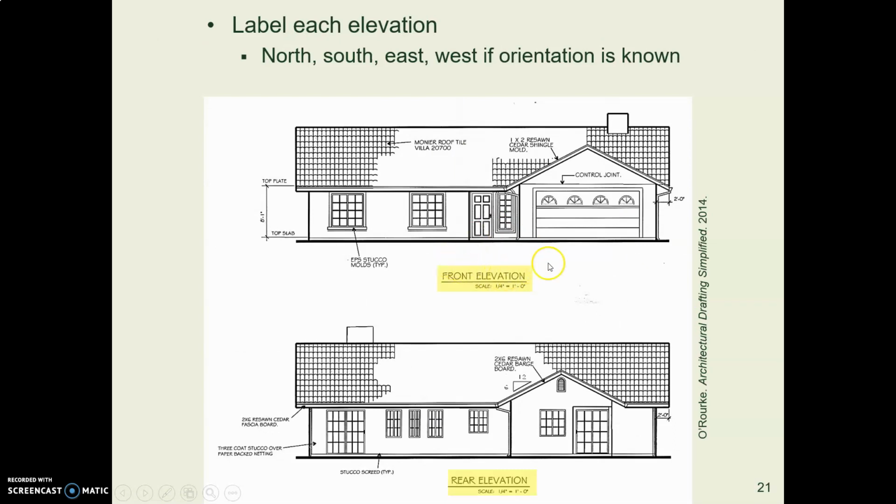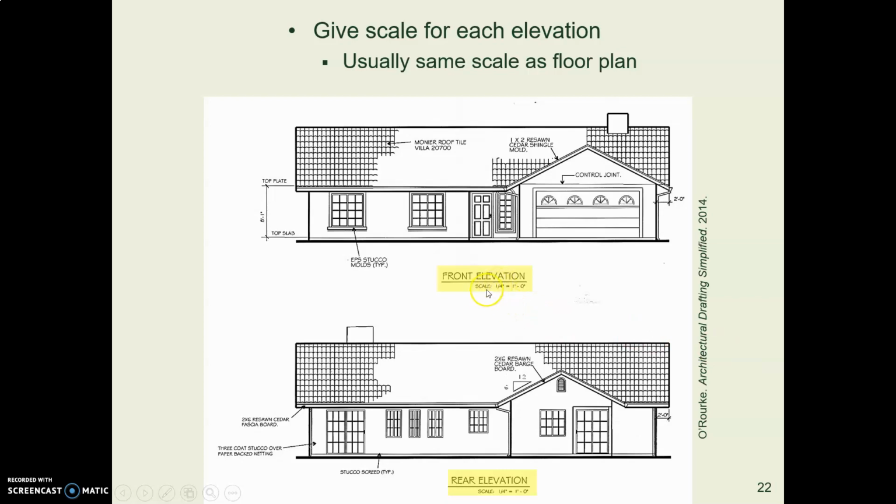So you always put a label under each elevation. This guy did front elevation because he didn't know what direction it was, but we'd try to say north elevation and so forth. And then you always write the scale of the elevation. And usually, whatever scale your floor plan was, that's the scale that your elevation will be. So the one that you're drawing, you're probably doing a floor plan at 3/16 of an inch to a foot, so your elevation will be that same scale, so that the reader can coordinate those drawings.